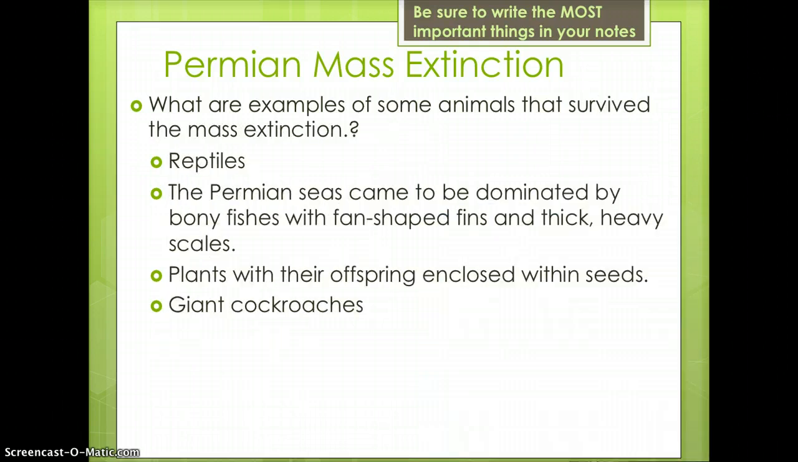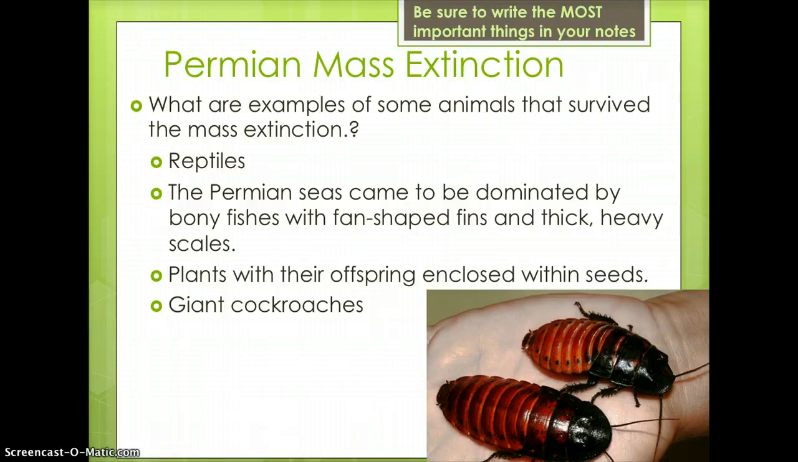Not every animal died during this mass extinction. Reptiles survived because they had thick, moisture-retaining skin, which allowed them to live in the dry, desert-like environment. Bony fish also survived because of their heavy scales. Plants that had seeds survived because the seeds acted as protection from the outside environment, so the plants were still able to produce offspring. Giant cockroaches survived because of their tough exoskeletons.